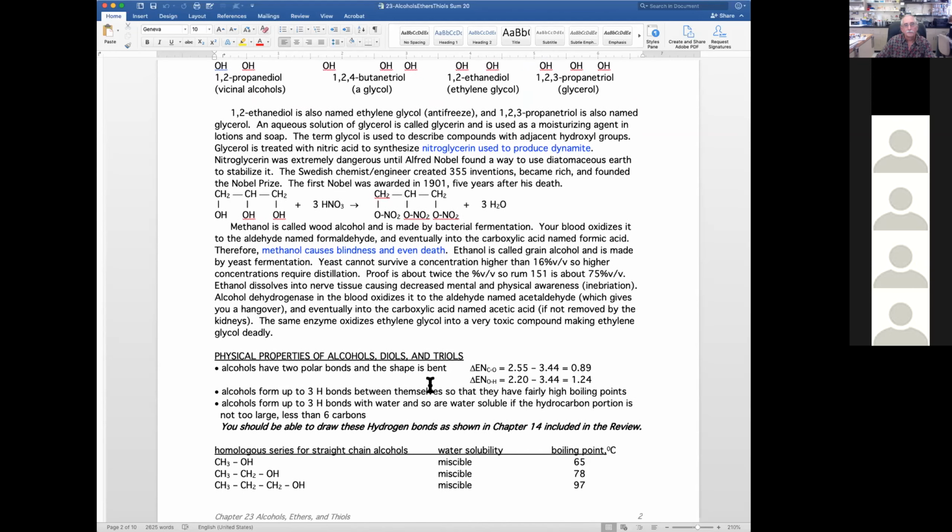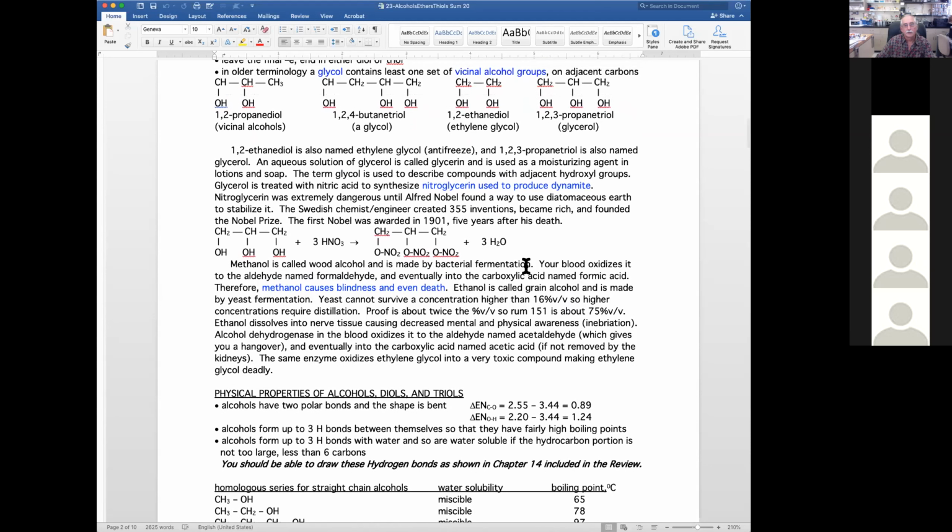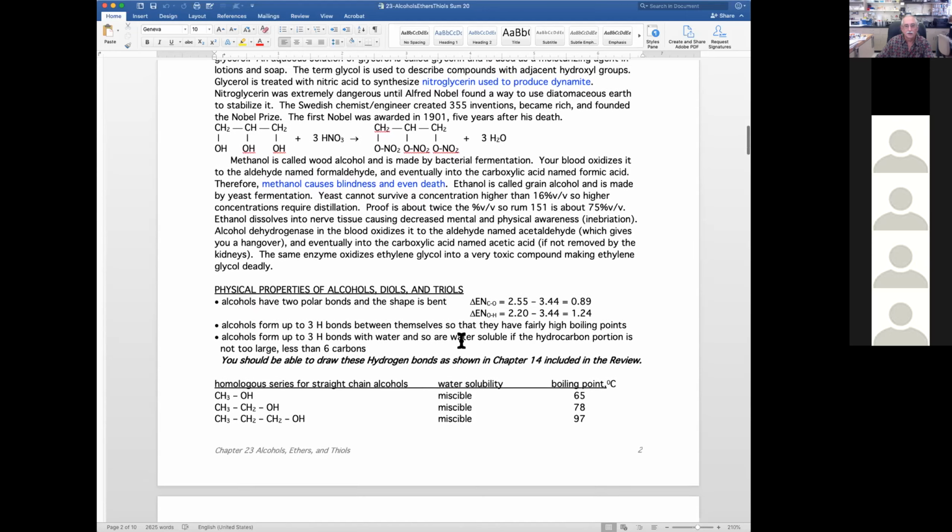So methanol is called wood alcohol. It's made by bacterial fermentation. It's actually quite dangerous because it gets oxidized into formaldehyde, which causes people to go blind and will kill them. Actually, hundreds of people a year die from methanol poisoning. So ethanol, of course, is the inebriating alcohol. You guys are college students. You're experts on that already, right?